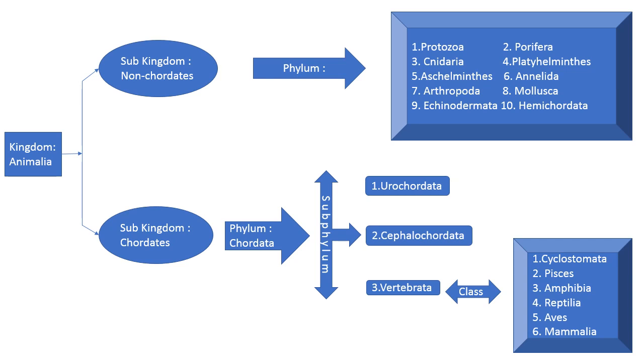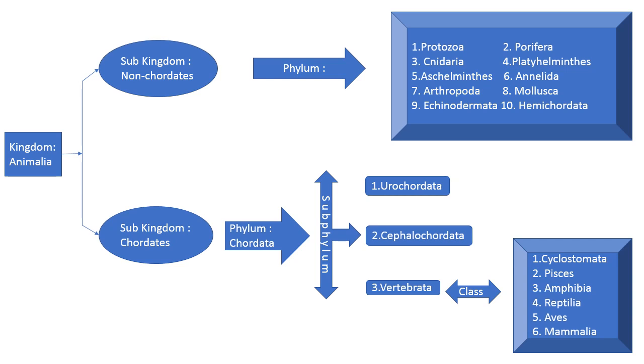As we have seen, the scientist Whittaker has classified into five kingdoms. In that, one kingdom is kingdom Animalia. That kingdom Animalia is further classified into non-chordates and chordates. Subkingdom non-chordates is classified into 10 phylums, and the subkingdom chordates is further classified into phylum Chordata, which is further classified into three subphylums, that is Urochordata, Cephalochordata, and Vertebrata. Vertebrata is again further classified into six classes.